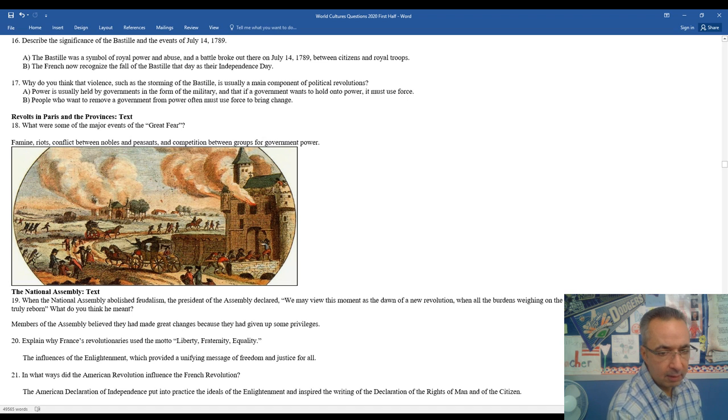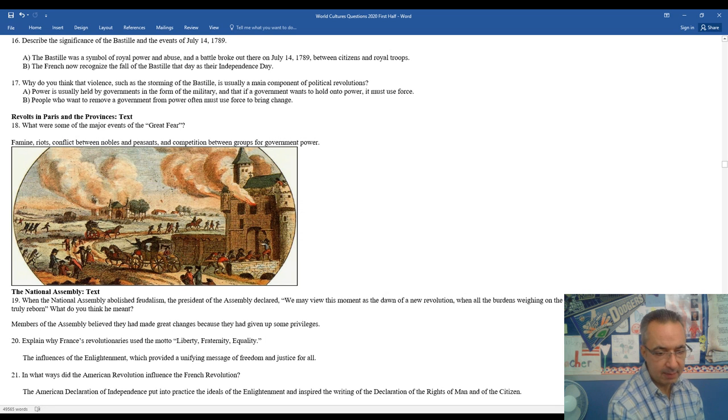Next, looking at the painting there, you can see that is a painting of the Great Fear. During this period of time, famine, riots, conflict between nobility and peasants, and competition between groups for the government's power led to a lot of the nobility fleeing the French countryside. Some fled the country itself. The Great Fear was the idea that the revolution was coming, and the nobility was not looking to get caught up in that.